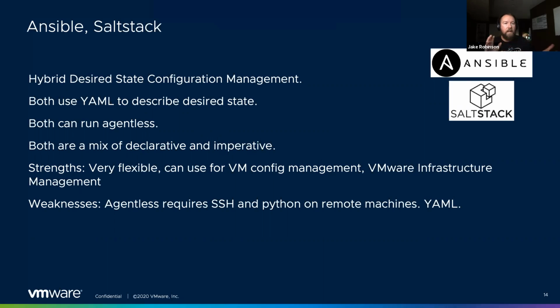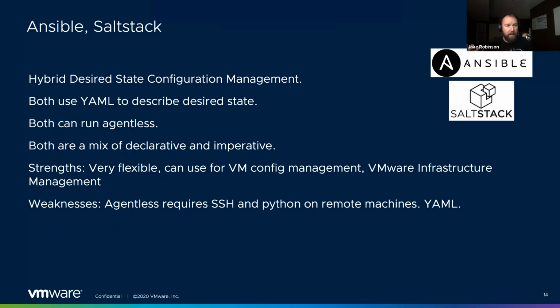Ansible and Saltstack, I sort of lump into this group of hybrid desired state configuration management tools. Both use YAML to describe the desired state. Both can run agentless. I say can because Saltstack does have the option for an agent as well. And both are a mix of sort of declarative and imperative. So you're writing desired state in YAML, but you can also get into this imperative coding thing, to where you actually write these workflows, more or less.